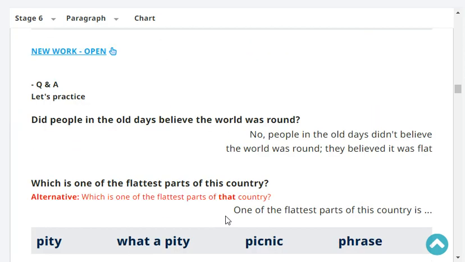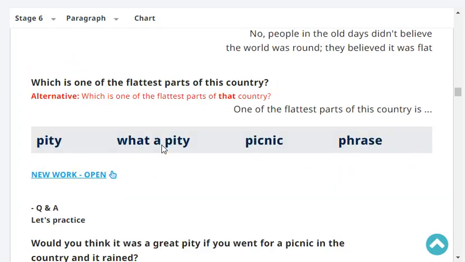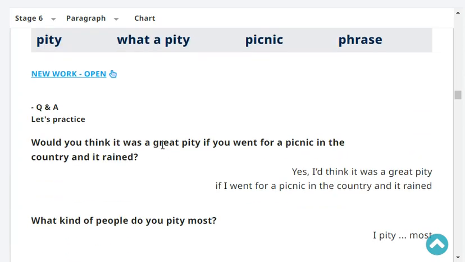Did people in the old days believe the world was round? No, people in the old days didn't believe the world was round. They believed it was flat. Which is one of the flattest parts of your country? One of the flattest parts of my country is Kyoto. Very good.